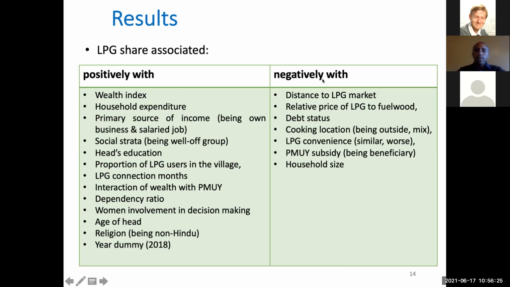On the other hand, distance to LPG market, relative price of LPG to fuelwood, debt status of household, cooking location, perception of household about convenience of cooking with LPG, PMUY subsidy, and household size had a negative effect on LPG consumption share.